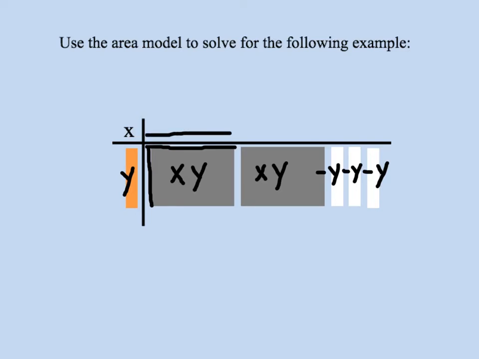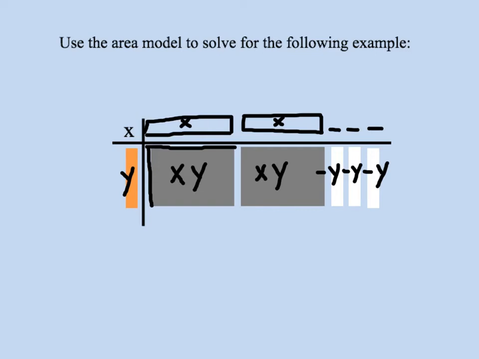is an X tile that would fill this space because it's X long and 1 wide. Another X tile. Each of these negative Y tiles would be 1 wide.